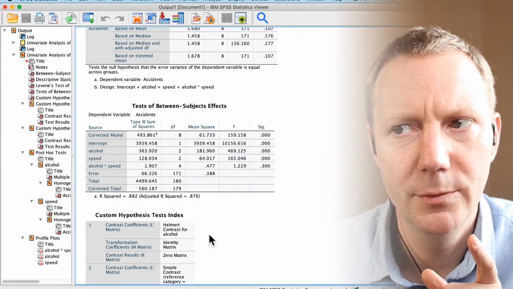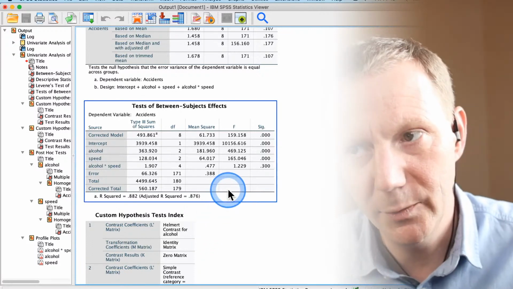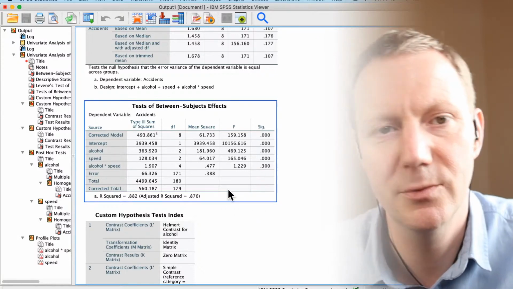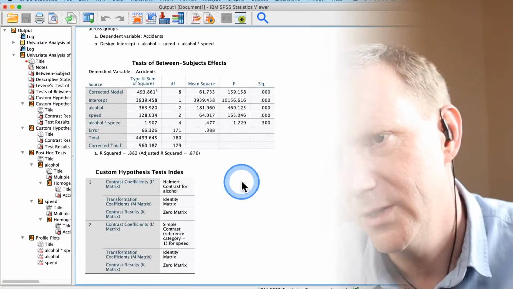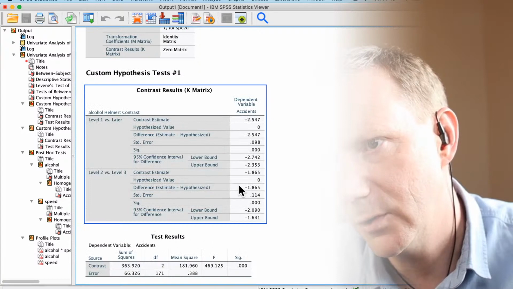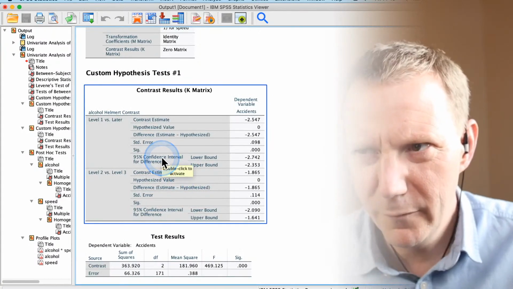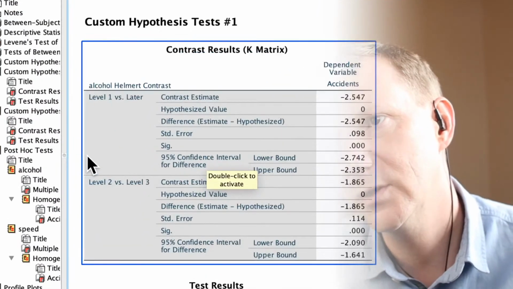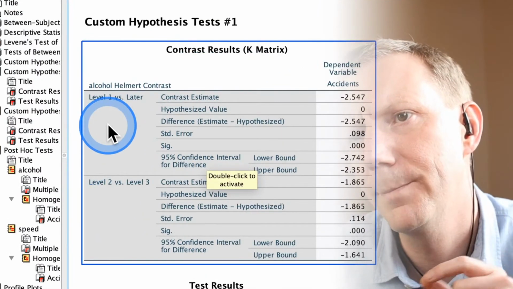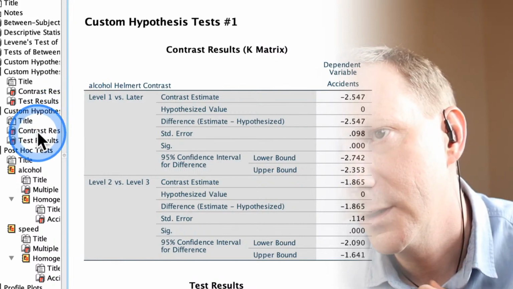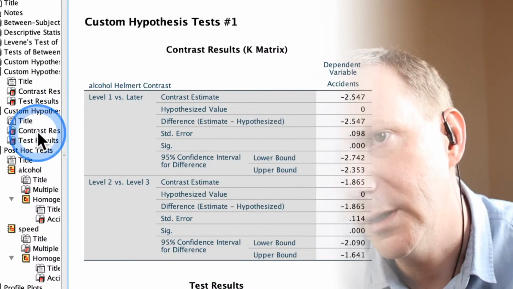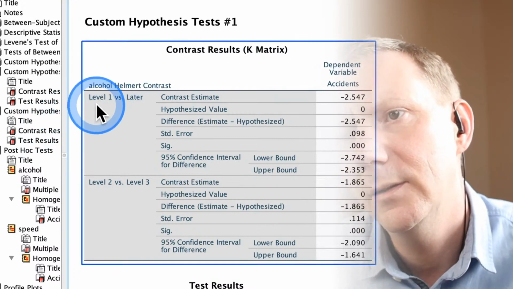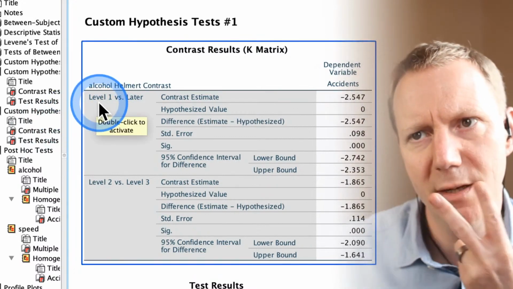This only tells you that there are differences between the main effects for speed and for alcohol. It also states that there's no interaction going on. So we'll look at the contrasts first, where we first asked for a Helmert contrast for the variable alcohol, and we have two contrasts that are done.